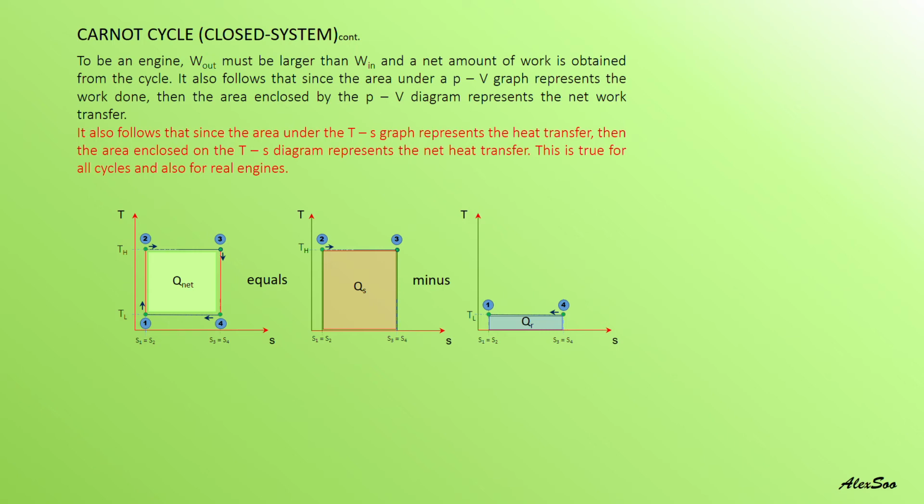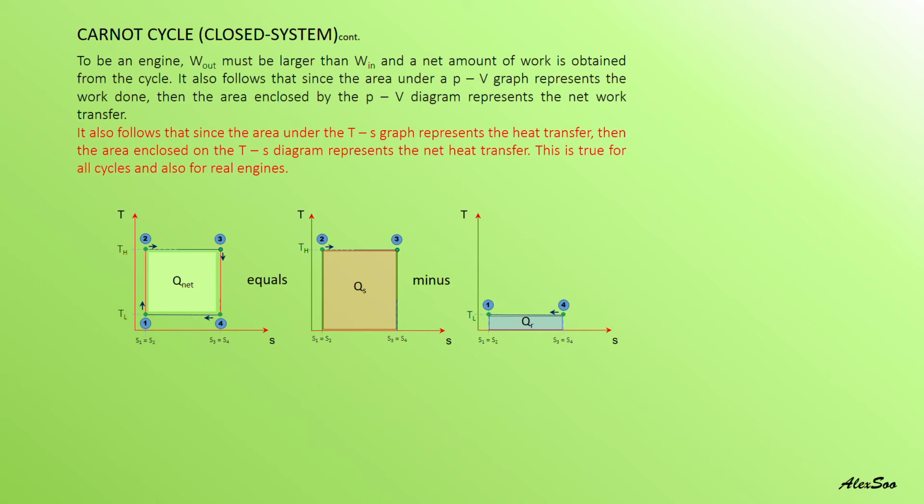So returning back to the first law, it states that Q net equals W net. So that is Q net, and that also equals the W net, the net work. It also follows that since the area under the PV graph represents work done, the area enclosed by the PV diagram represents the net work transfer. It also follows that since the area under the TS diagram represents the heat transfer, then the area enclosed on the TS diagram represents the net heat transfer. So this is true for all cycles and also for all real engines. So net heat equals net work.